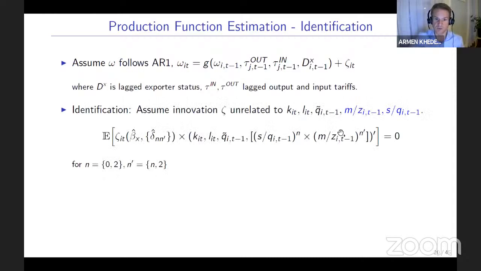So the identification is going to be based on this productivity innovation term, and we will take the stand that this innovation process is unrelated to the current level of capital, the current level of labor, and lagged values of materials. Now, this is pretty much standard. What is new is that we also need to identify the parameters of the control function. So our identification is going to take the stand that input intensity is actually going to respond to productivity contemporaneously, so we can't use that. But there's no reason to believe that it's correlated with past input intensity.